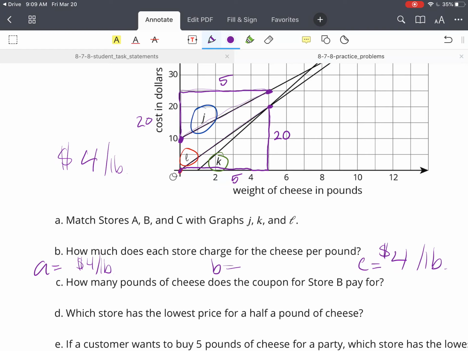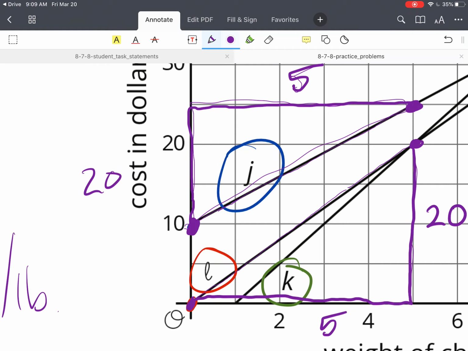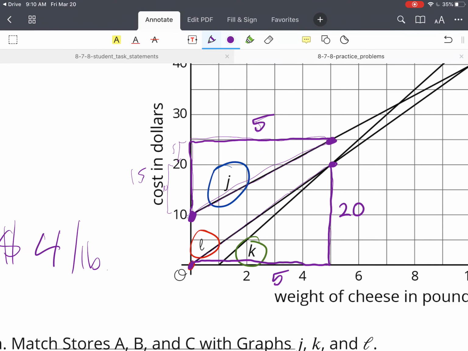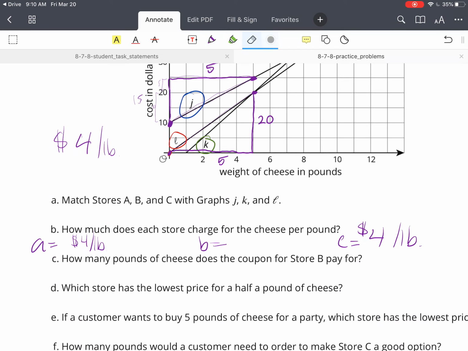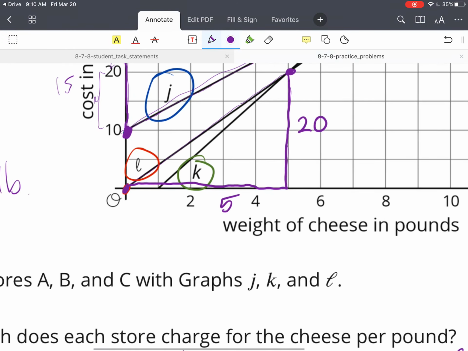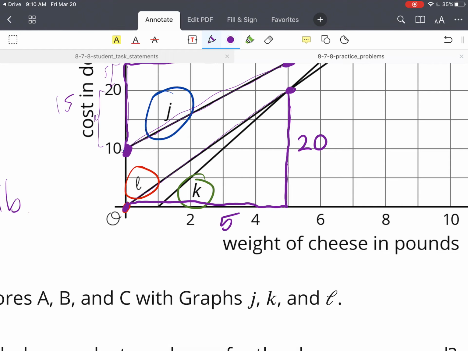Now, the mistake was the first triangle I drew. Yes, it's being divided by 5, but this is 10 right here, and this is only 5. I didn't go up by 20. So this should actually be right here. This should be a 15. So it should be 15 divided by 5, which makes this $3 per pound. And now this green one, actually I'm gonna use the green one.